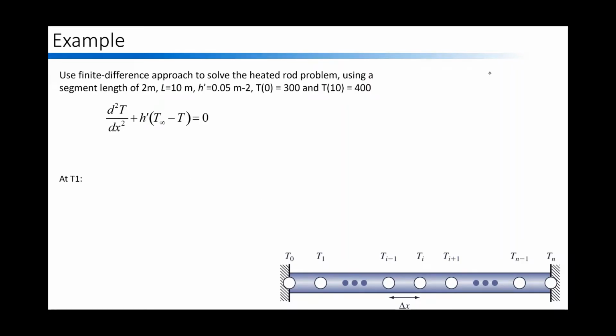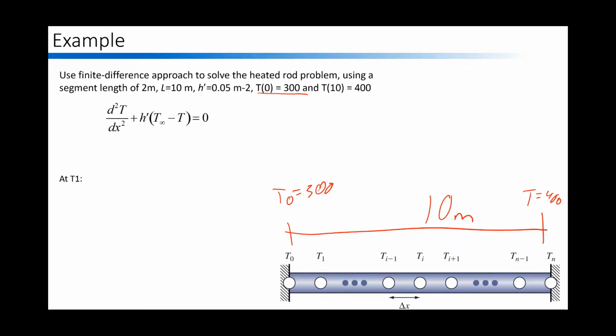So let's do an example. Let's use the finite difference approach to solve the heated rod problem again, using the same length of 10 meters, a T0 of 300, and a T at that end of 400.